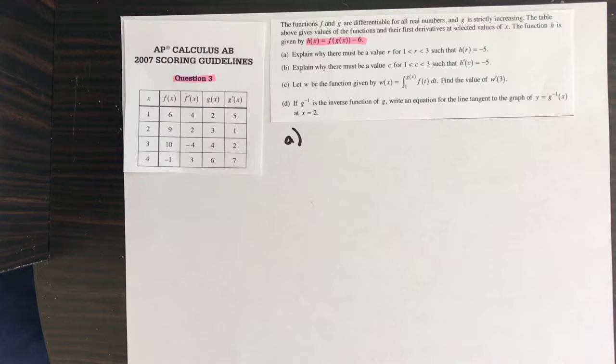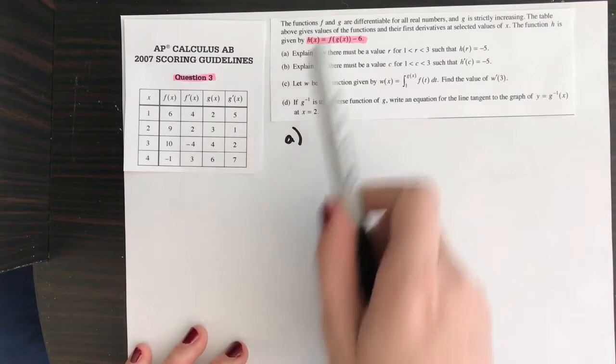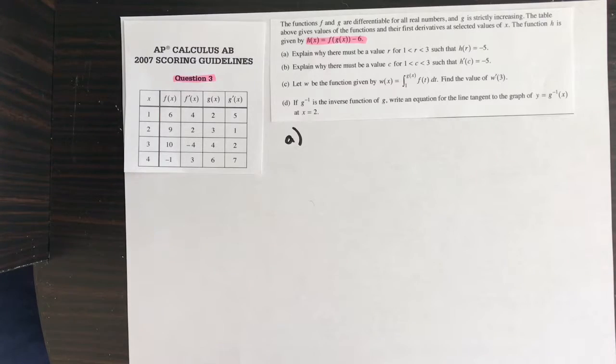r is less than 3, such that h of r equals negative 5. This is a pretty blatant IVT problem since we're asked to prove that there's a number on an interval which gives you negative 5. Since the problem tells us f and g are differentiable, thus continuous, we know that h is continuous since it's comprised of those functions f and g, and thus we can use IVT.